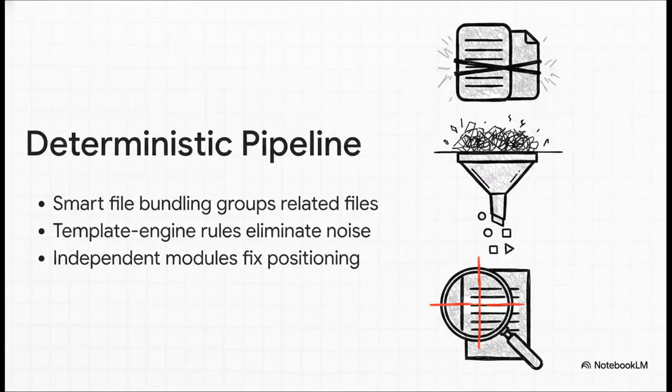retrieval. Let's zoom in on that deterministic side for a second to see how it fixes the exact pain points we talked about earlier. Smart file bundling is a super clever divide-and-conquer strategy. It groups related files together, say bundling an English message properties file with the Chinese translation equivalent, so the AI keeps its context and stays stable, even on giant change sets.